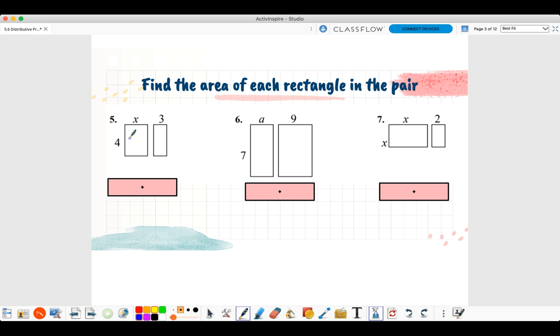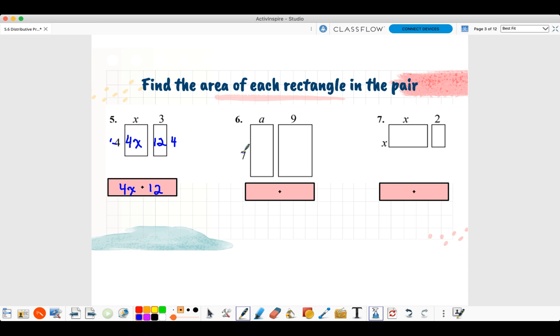So the area of this one is 4x, or 4 times x, and the area of this rectangle would be 3 times 4, because if this is 4, then this is to be 4, so this would be 12. All right, so your final expression would be 4x plus 12.